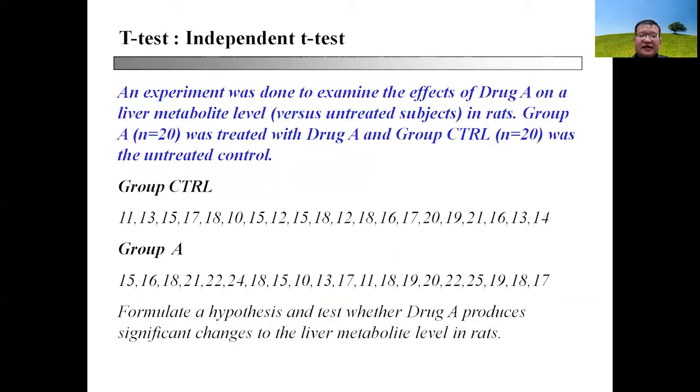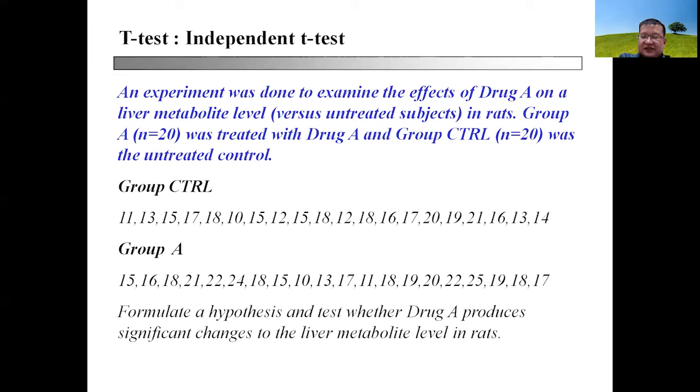Moving on, let's look at the independent t-test. Look at this example. An experiment was done to examine the effects of drug A on the liver metabolite level versus untreated subjects in rats. Group A, comprising 20 rats, was treated with drug A, and group control, another 20 rats, was the untreated control.